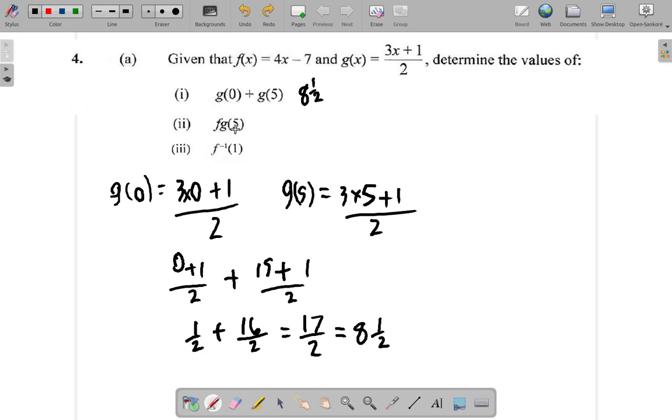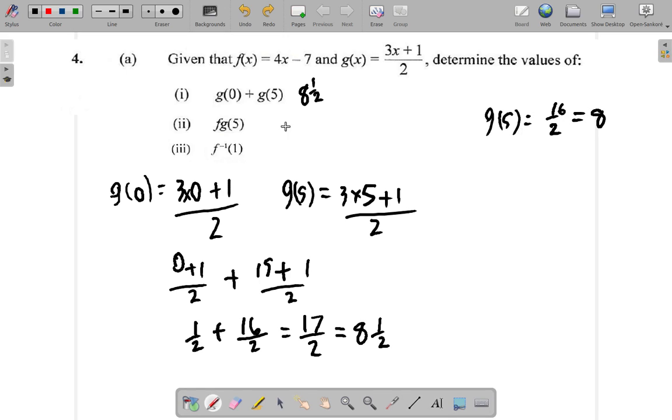Then it asks for fg of 5. Part 2 asks for fg of 5. Now, fg of 5. It means you're going to find g of 5 first. Well, you found g of 5 already. You know that g of 5 from the previous work was 16 over 2. You could have just written it as 8. We can write it as 8 here. 2 into 16 is 8.